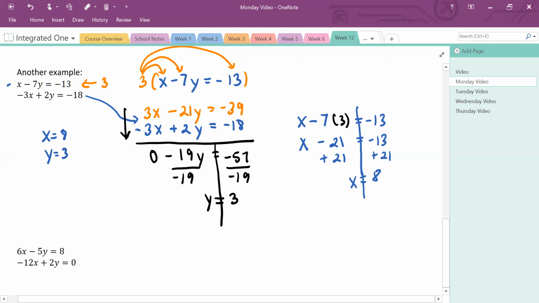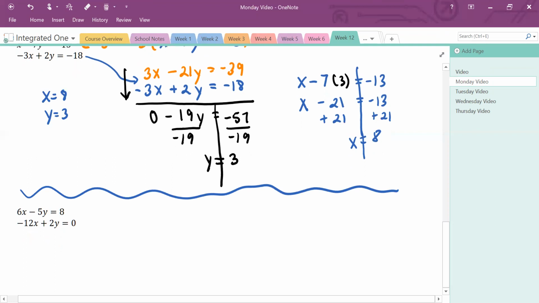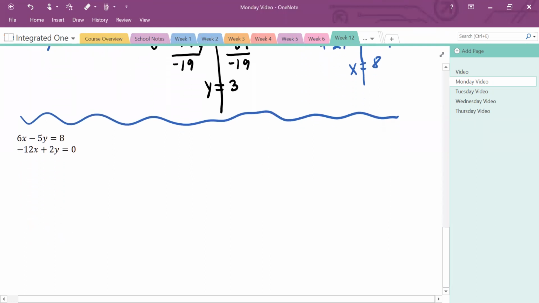So how did I get there? How did I use the elimination method? I multiplied by 3 on my top equation. Why did I think of it that way? Well, I noticed I had this negative 3 on the bottom, and if I multiplied everything by positive 3, that would eliminate my x's. That was my thinking on that. So let's see if we can figure out what the easiest move would be on this one.